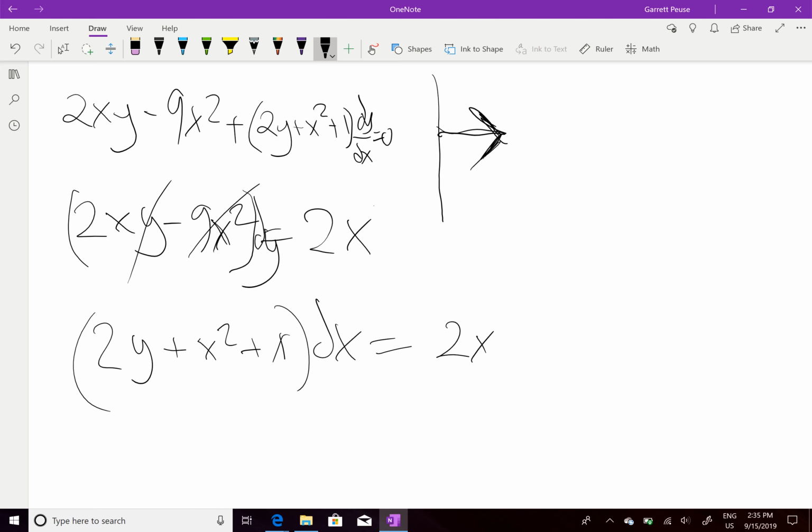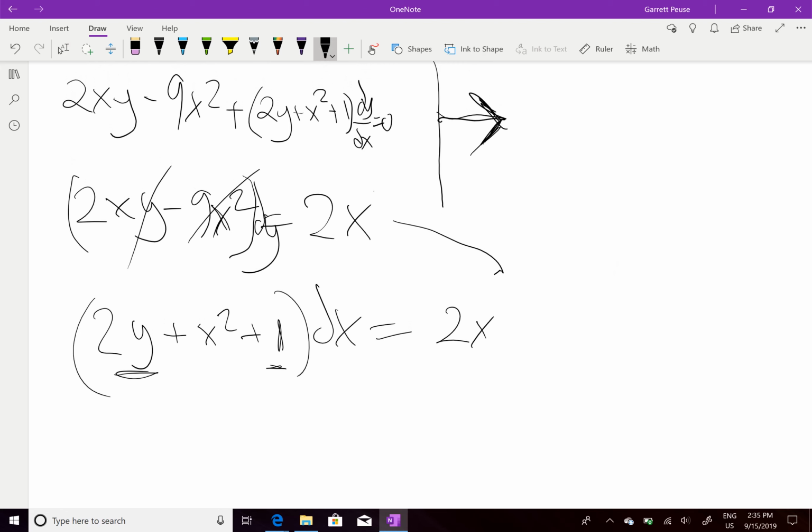Wait, did I do that right? I think I just did something wrong. Oh, that's 1. I confused myself by crossing that out. So that goes to 0, 1 goes to 0, this will go to 0, there's no x there, and then the 2 comes down, we have 2x. Cool. So we know these are the same, so we know these are exact. And this should be semi-familiar from most people's Calc 3.